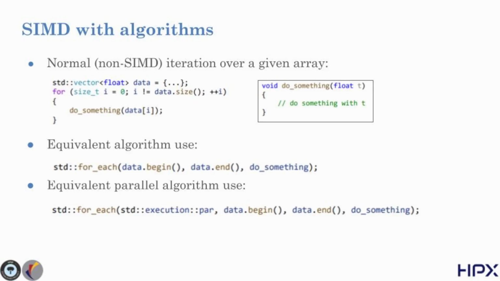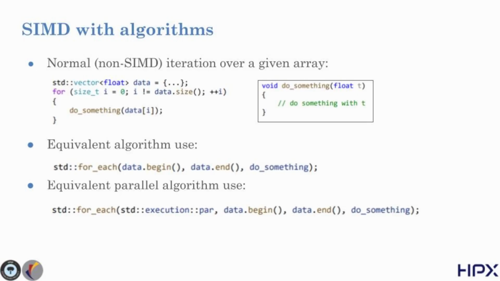Let's see now how we can use SIMD with algorithms. In a typical non-SIMD loop, you just iterate over an array and apply a function to each element. So we have a vector of floats called data, and we iterate over this vector and we just do something to its data. This is pretty straightforward. We have one element at a time, one operation per iteration.